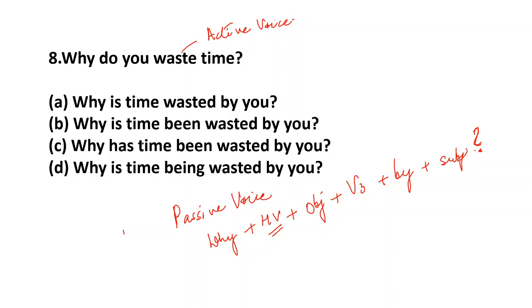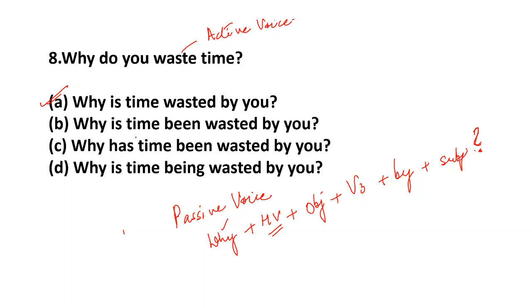So here you see, why do you waste time? Why is time wasted by you? Why is time being wasted by you? Why has time been wasted by you? All three of them are wrong. This is the correct one: Why is time wasted by you? I told you, no?